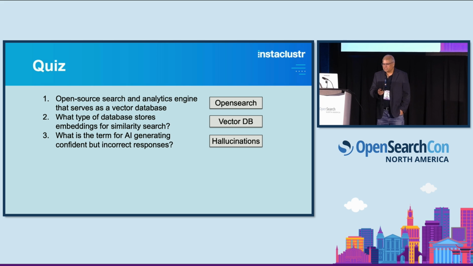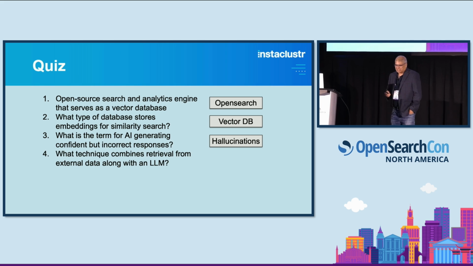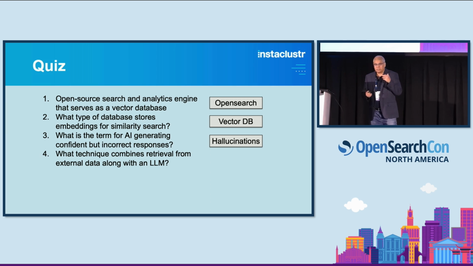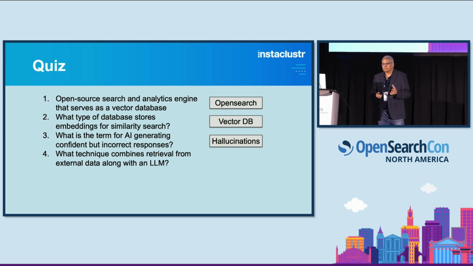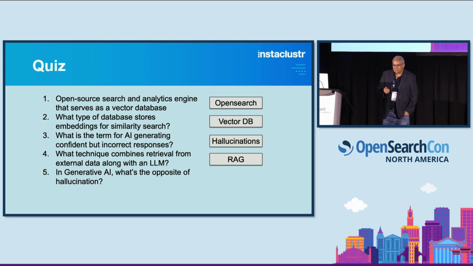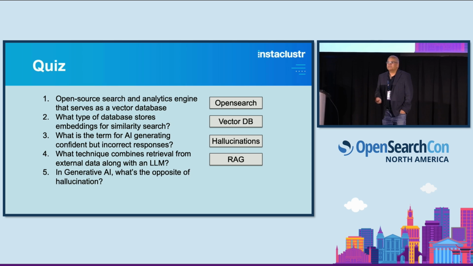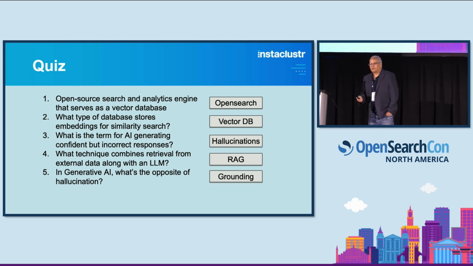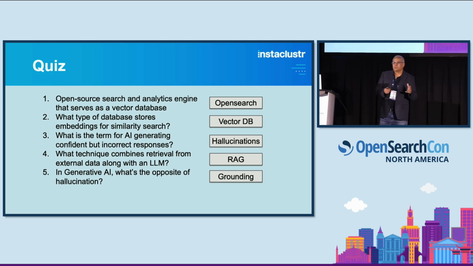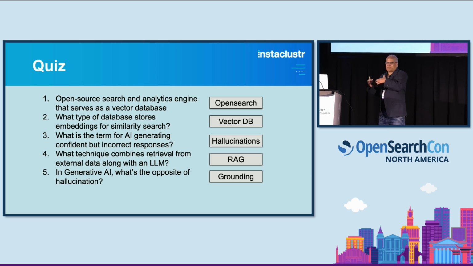We all know that. We all have experienced that probably. What technique combines retrieval from external data along with an LLM? RAG. Okay. And does anybody know what RAG stands for? Retrieval augmented generation. All right. Excellent. So in GenAI, what's the opposite of hallucination? Grounding. Okay. So we want to reduce hallucination. We provide them some external data and factual data to ground the responses.